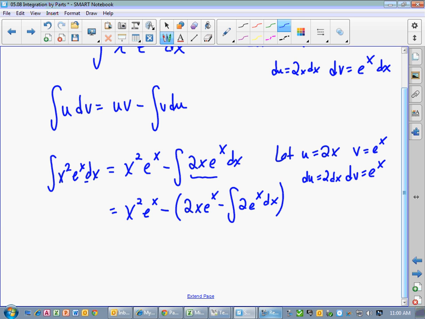Now, can we integrate 2 e to the x dx? Sure, the 2 is a constant, so we can just imagine it sitting in there, and add the constant right at the end. And so now we've gotten this where we can integrate.